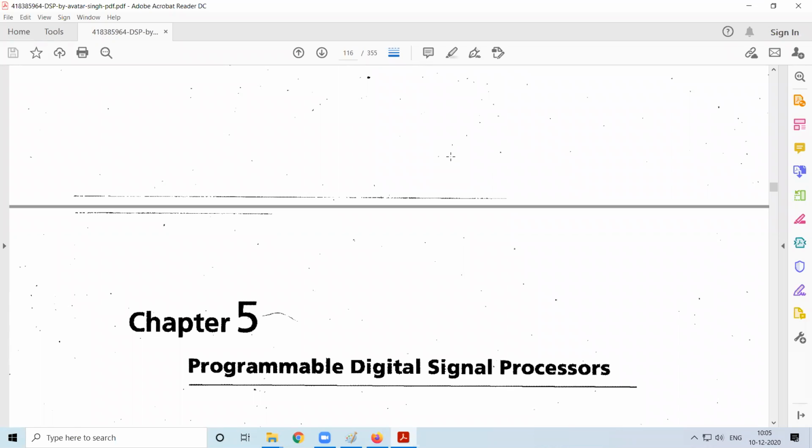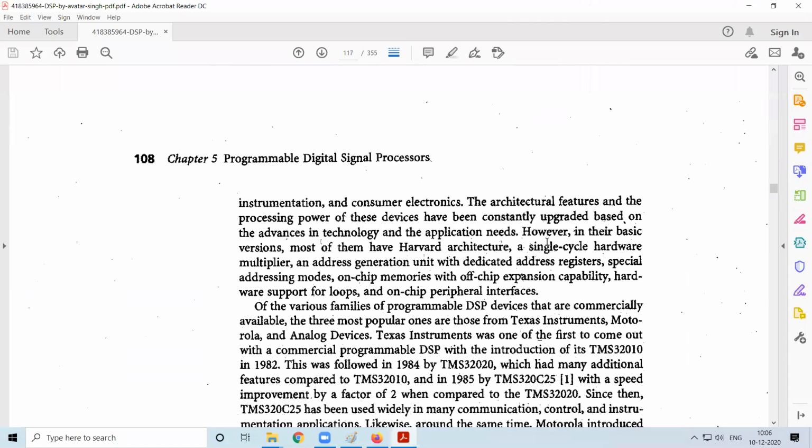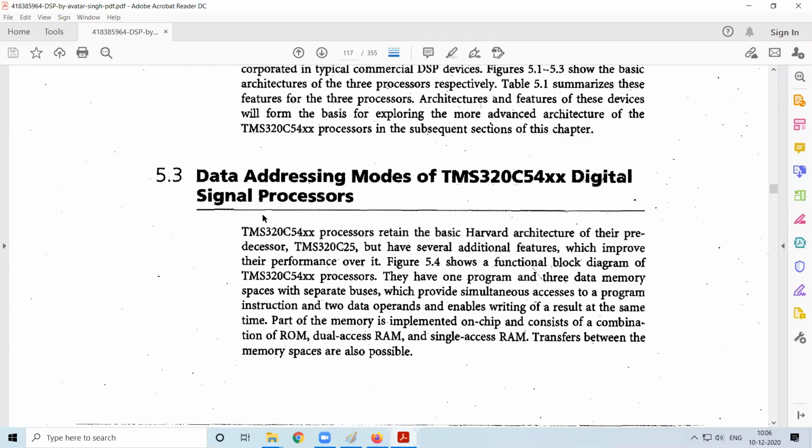Pertaining to that discussion, we talked about the special features present in DSP processors, like Harvard architecture, on-chip memory, barrel shifters, and multipliers. These are just a few examples. That is what we had discussed in the previous session. Going ahead, we started off with the discussion of addressing modes.